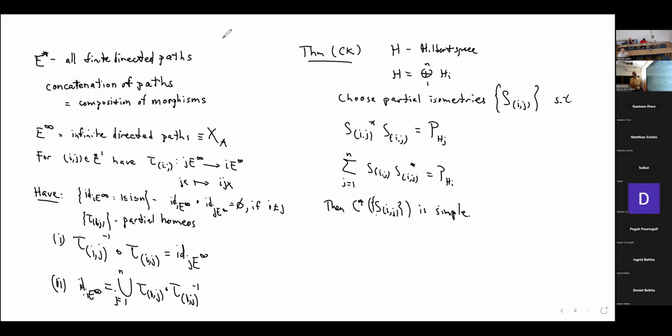Now, let me just say for now that the proof of the Cuntz-Krieger theorem is essentially the same as the proof of Cuntz. A bit more complicated, but it's the exact same idea. I won't say anything more now about that. I'd like to say more about that in another context later on.